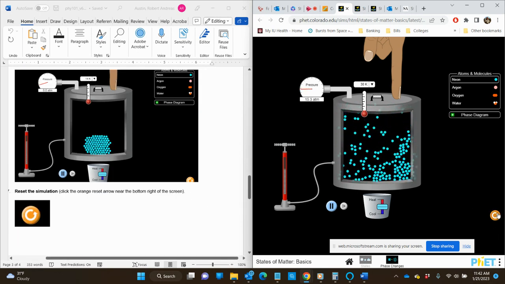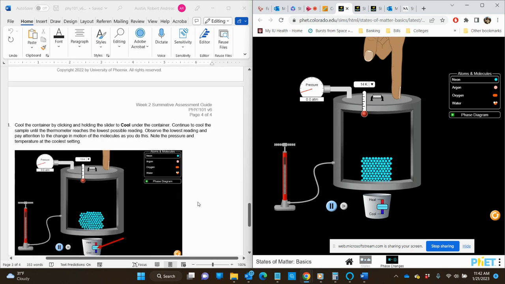Once you've done that, reset the simulation. It says cool the container by clicking and holding the slider to cool. This is like in the first simulation that you did last week. Continue to cool it until the thermometer reaches lowest possible reading.